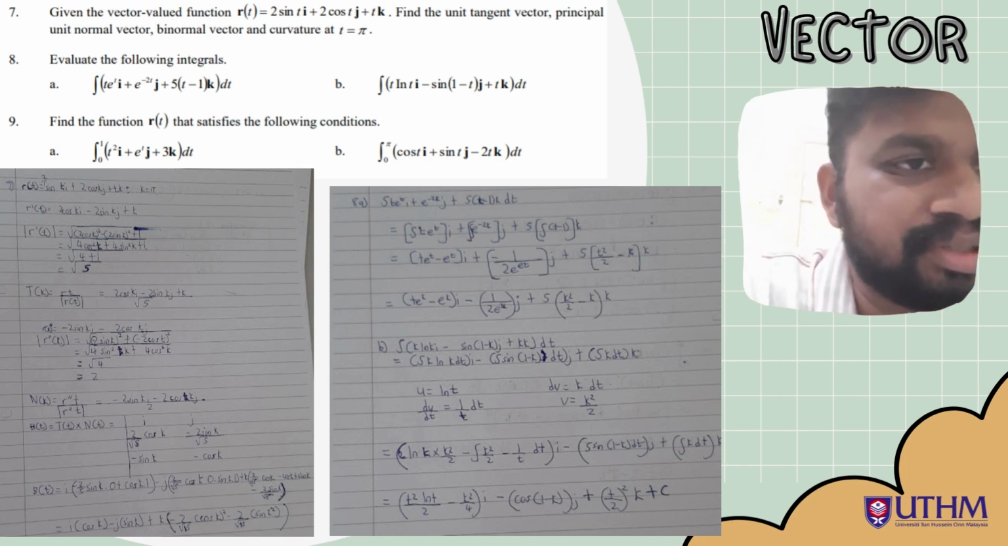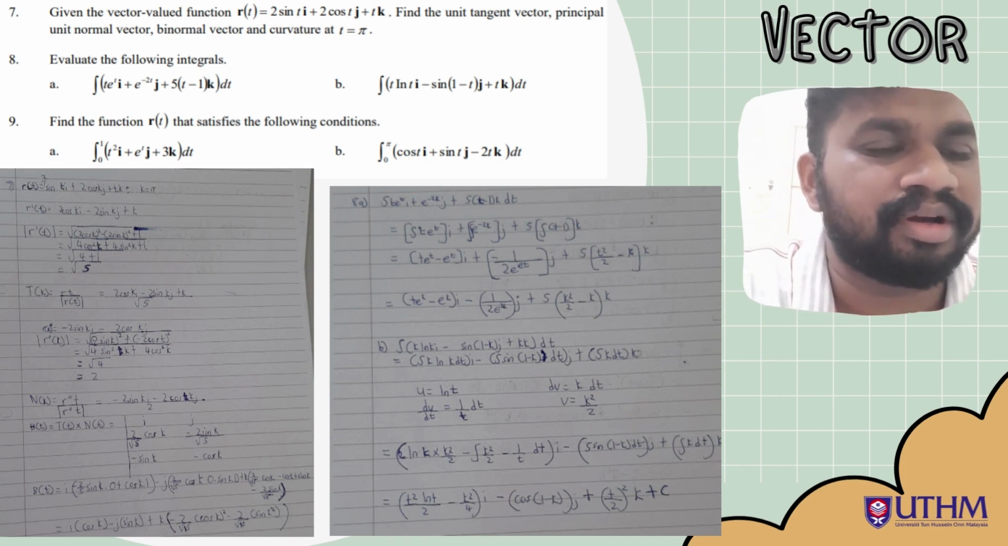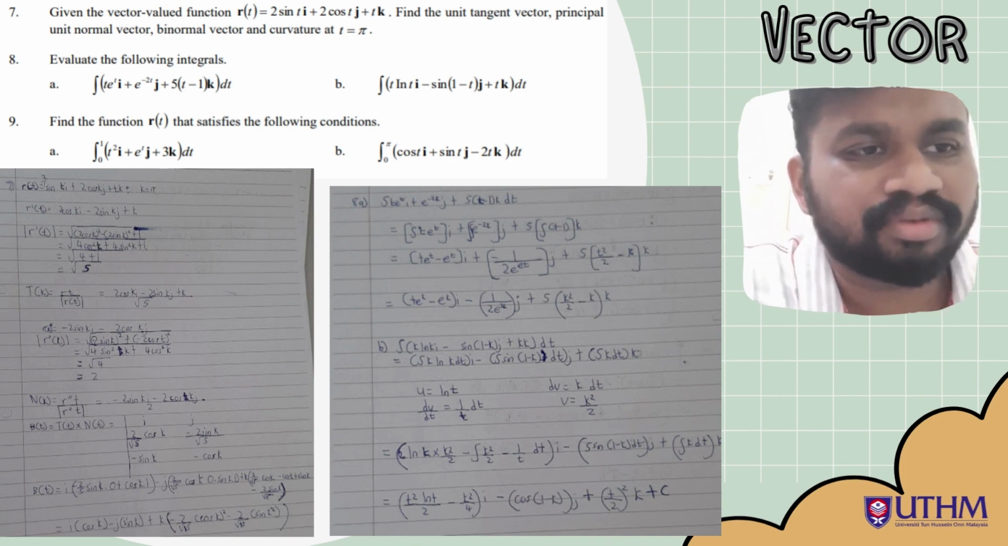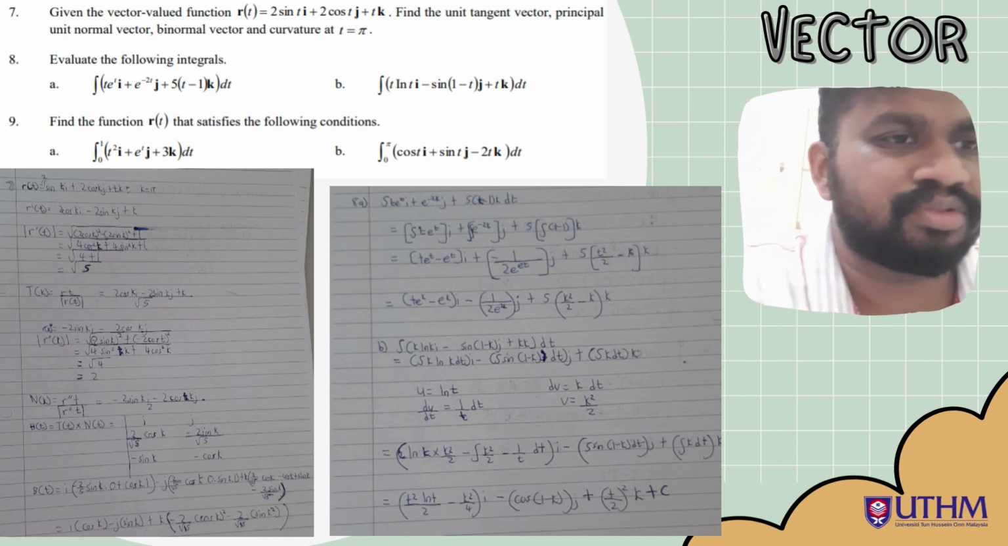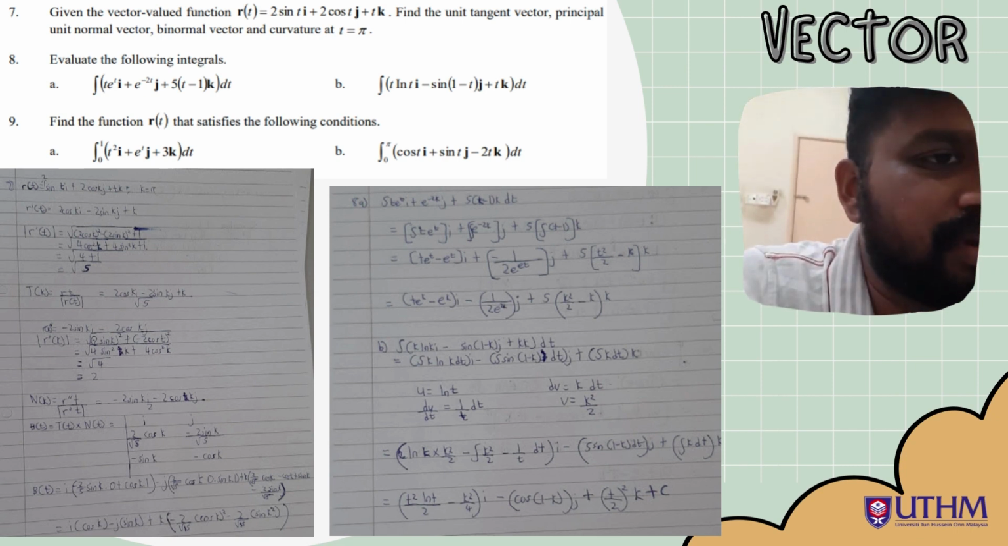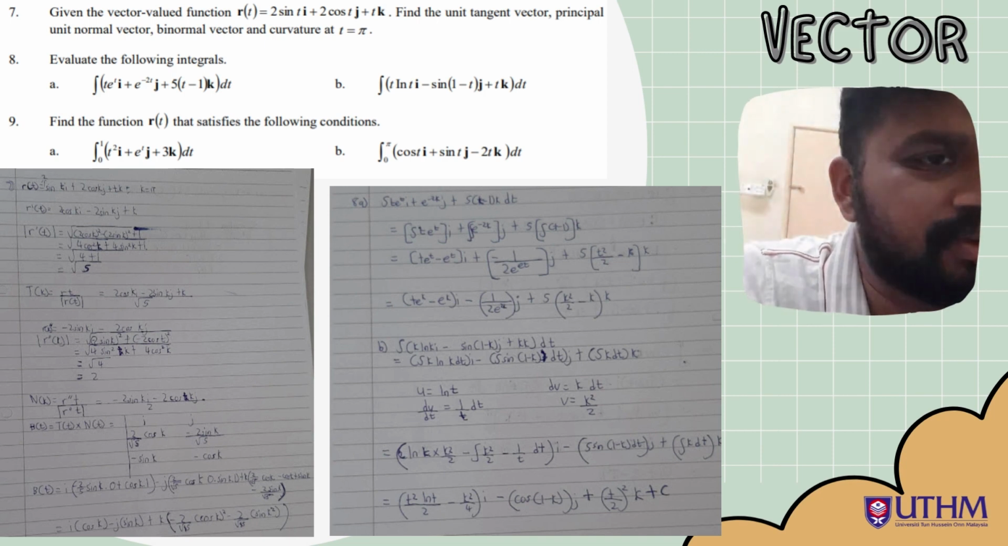The next step is Tt equals r prime t over the modulus of r prime t, equals 2 cos t i minus 2 sin t j plus k over square root 5. The next step is r double prime t equals negative 2 sin t i minus 2 cos t j.